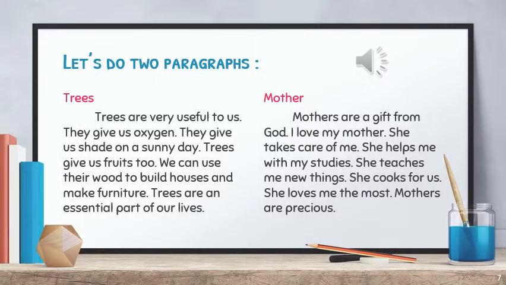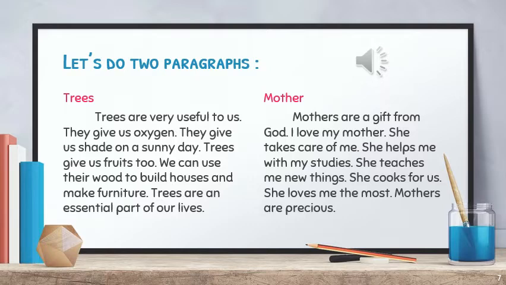Now let's do 2 sample paragraphs. I'll show you 2 paragraphs and then I'll give you a few topics wherein you will write paragraphs on your own. So the first paragraph we're talking about is trees. The topic is trees. So now look at this paragraph.